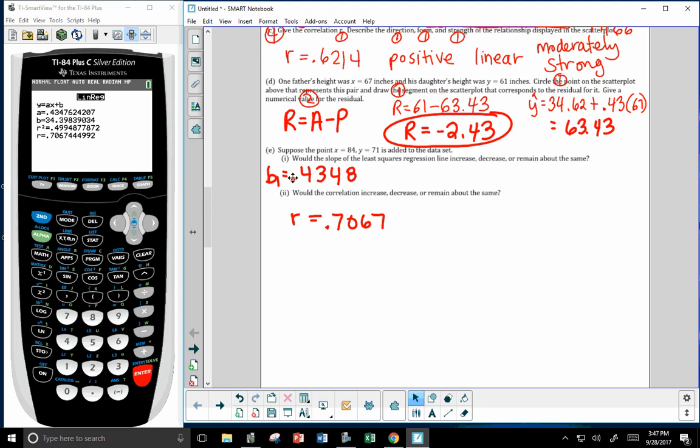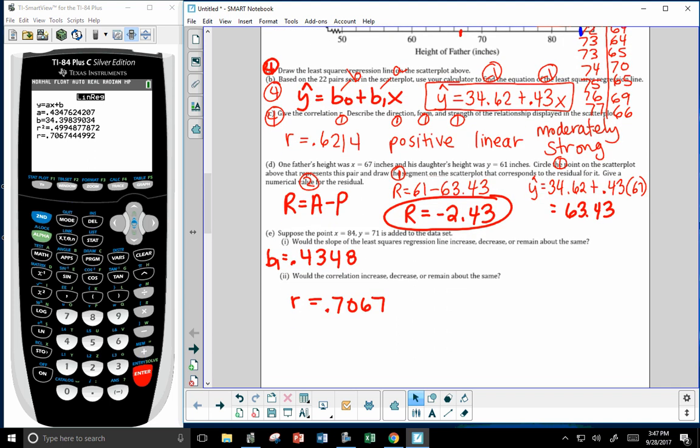And so what I was really looking for you to say, and you can verify it by what you got on the calculator, was that your R was actually going to increase. So again, it went from 0.6214 to 0.7067. It got stronger. I did also accept remains about the same. I did not accept decreases. It's just not true. There wasn't validity for that, not even from your picture. I couldn't give you credit for that.